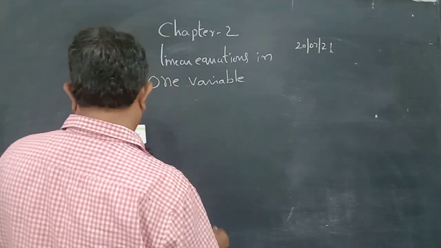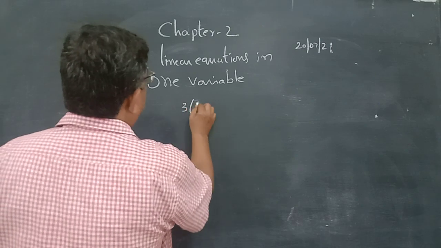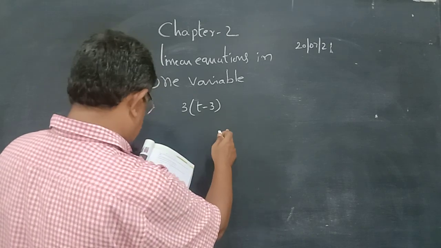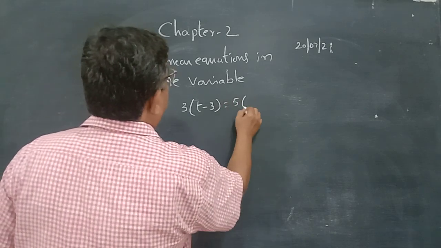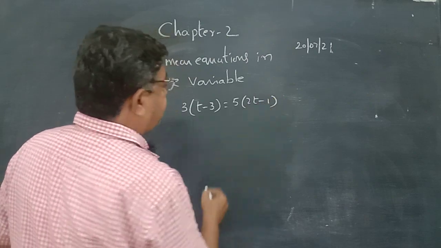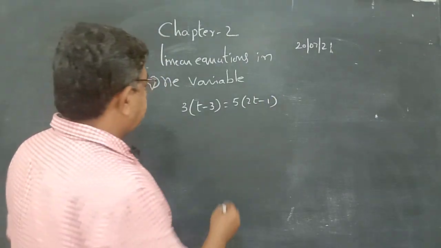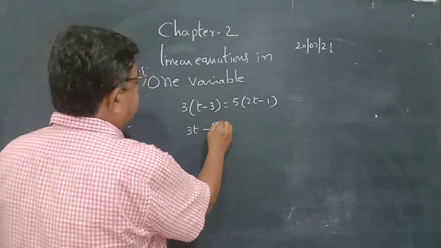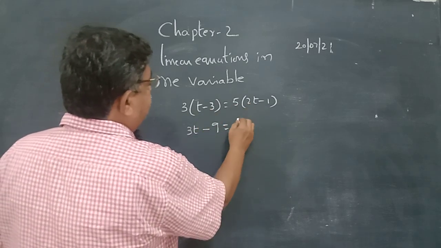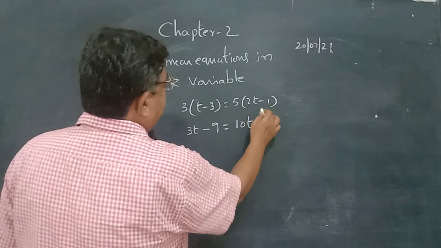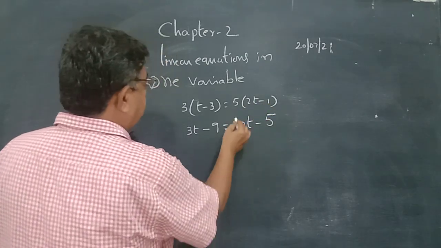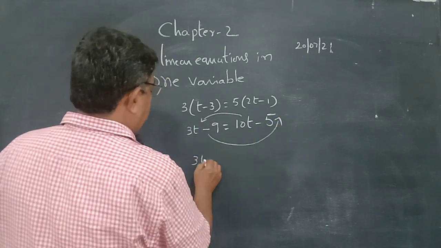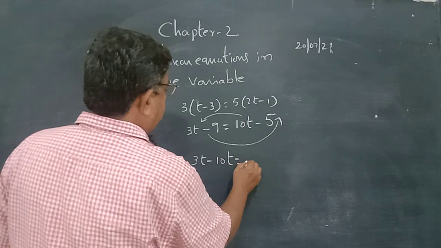Today's second problem. 3 into t minus 3, that is 3 times t minus 3 is equal to 5 into 2t minus 1, or 5 times 2t minus 1. 3 into t, 3t. 3 into minus 3, minus 9 is equal to 5 into 2t, 10t. 5 into minus 1, minus 5. Bring 10t to the first side and take minus 9 to the other side. 3t minus 10t is equal to minus 5.